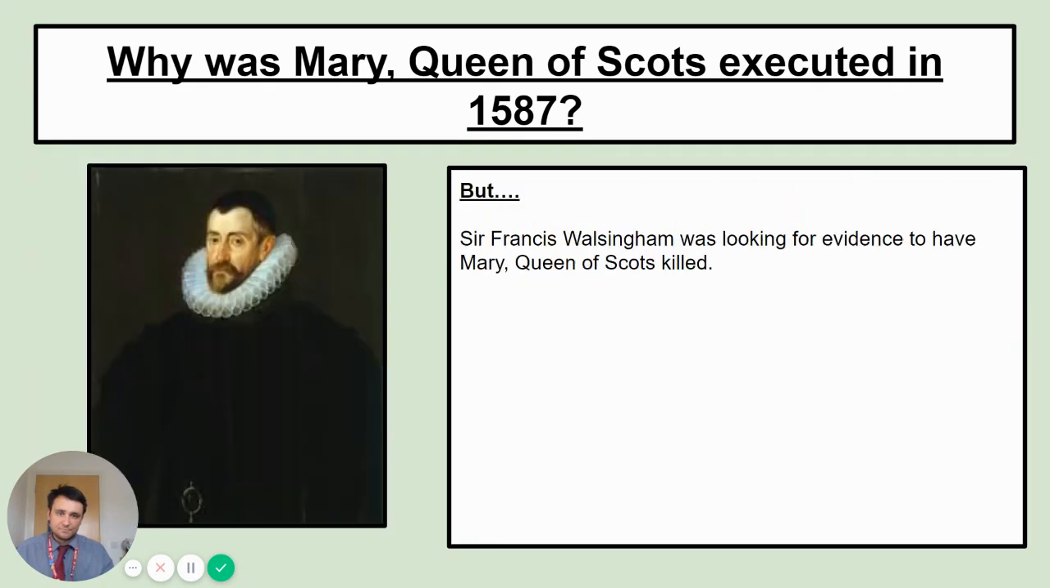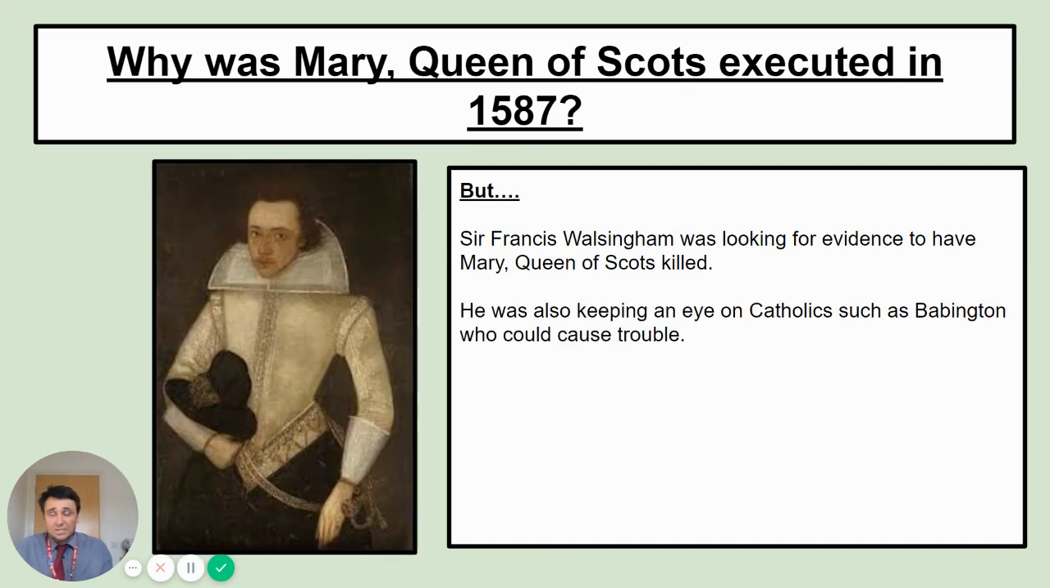However, here's the thing. Sir Francis Walsingham was looking for evidence to have Mary, Queen of Scots, killed. If you remember in the Throckmorton plot, he was looking for evidence in letters and he was frustrated that he couldn't find enough evidence to show that Mary wanted Elizabeth killed.